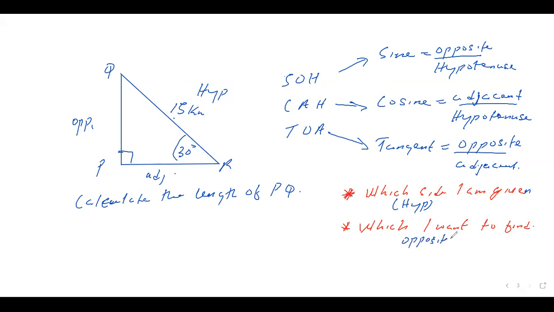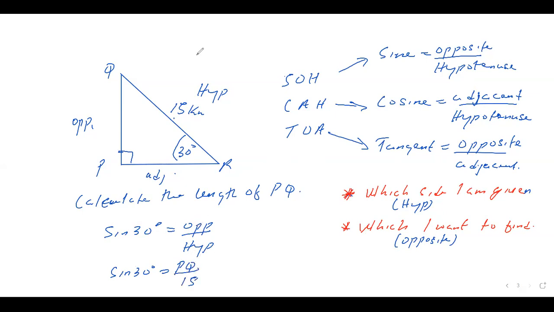So with this now, which formula am I required to use? Sine, right? Because you look at which one of them has hypotenuse and what? Opposite. That will fall under sine. So say sine 30 degrees is equal to opposite over hypotenuse. Then we say sine 30 degrees equals my opposite, PQ, over hypotenuse, which is 15.